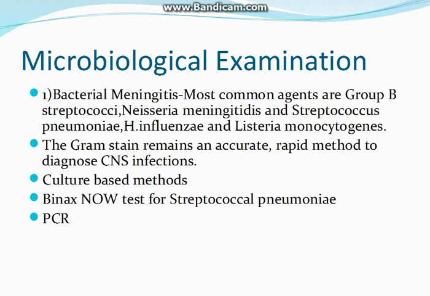Now going to the microbiological examination. In microbiological examination, we should know the common agents responsible for bacterial meningitis. The most common agents are group B streptococci, Neisseria meningitidis, Streptococcus pneumoniae, H. influenzae, and Listeria monocytogenes. The Gram stain is the most accurate and rapid method. Culture-based methods can also be used, or PCR can be used.